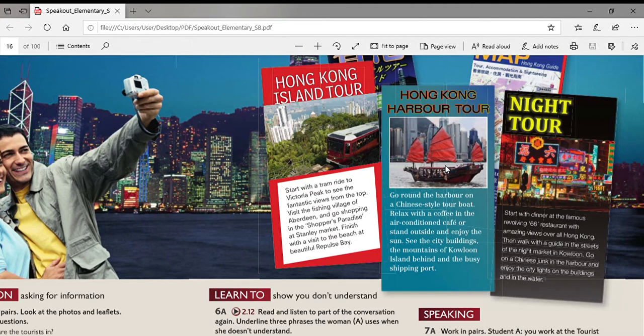It's the leaflet about Hong Kong Harbor Tour, and the last is Night Tour.